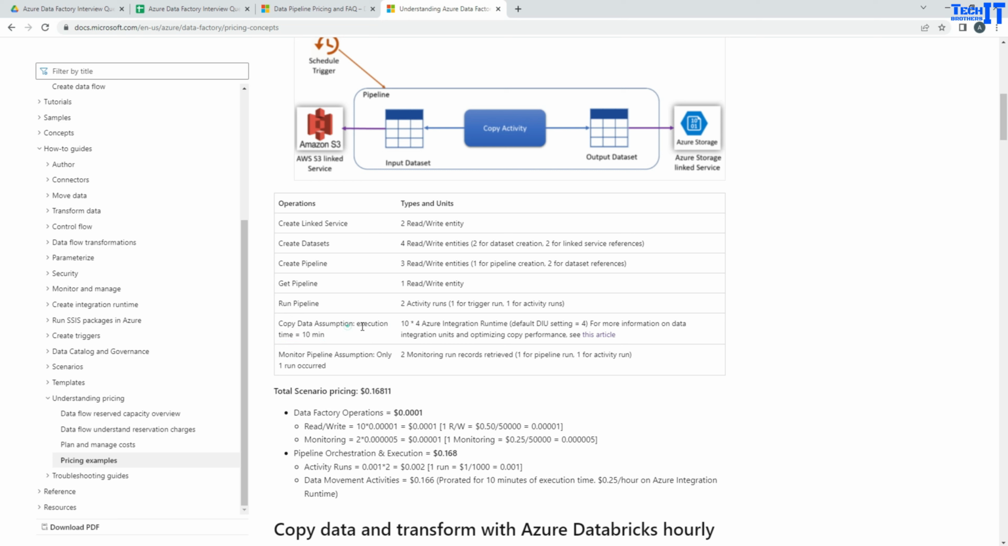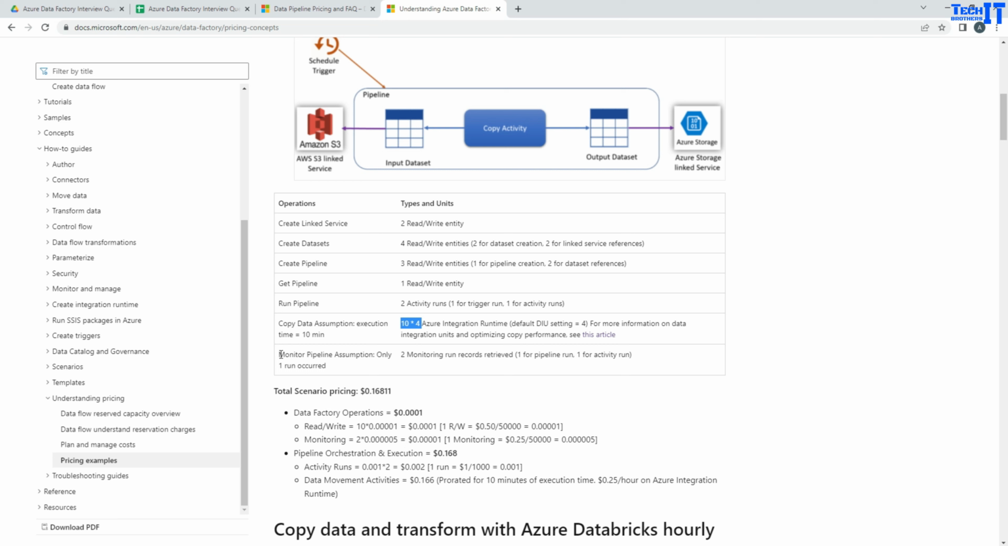So if your copy activity runs for 10 minutes, you know that a copy activity uses DIUs, and by default it is going to be 4 DIUs. So if you multiply 10 with 4, that's going to give you the total, which you multiply with the actual amount, that is 0.25, that's the rate.